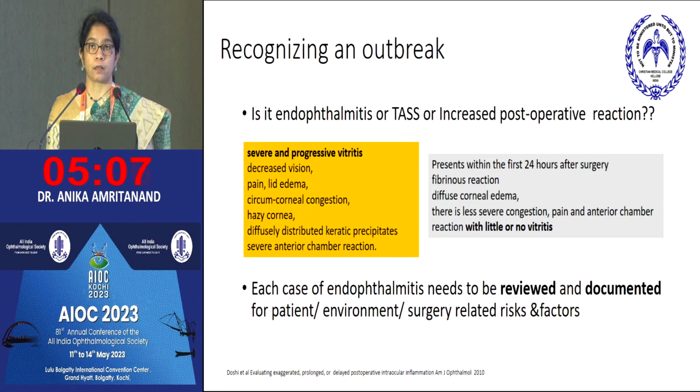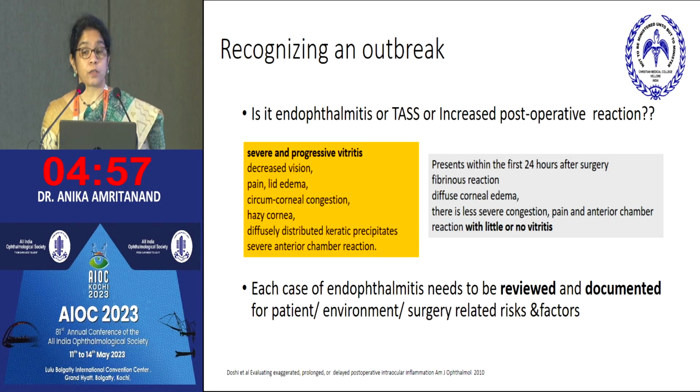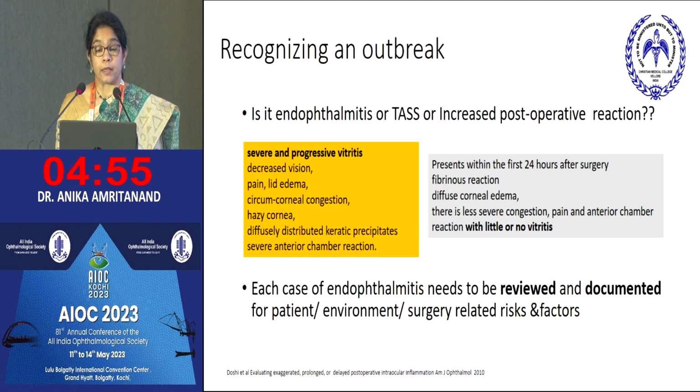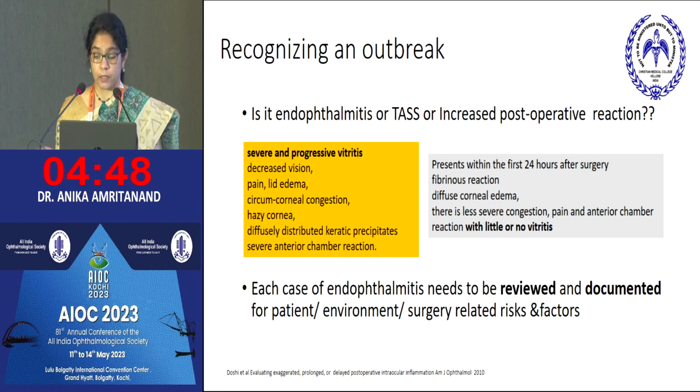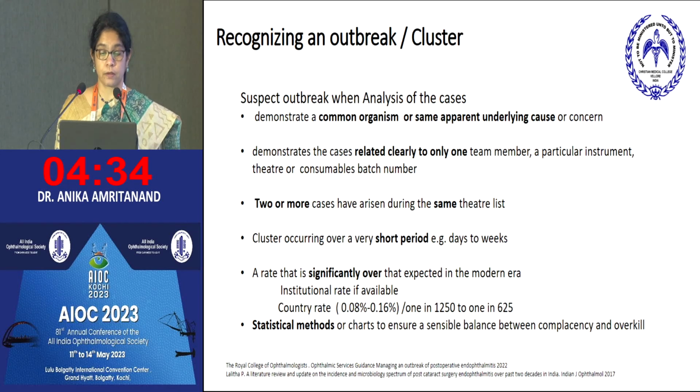So how do we start recognizing an outbreak? The first patient of endophthalmitis we get, we need to determine whether it's an endophthalmitis or a TASS or an increased postoperative reaction. And if it's an endophthalmitis or a TASS, both of these need a proper investigation to find the cause and to mitigate it. Each of the cases of endophthalmitis needs a proper review and documentation for the patient factors, pre-op, intra-op, post-op, as well as the environment and surgery-related factors.